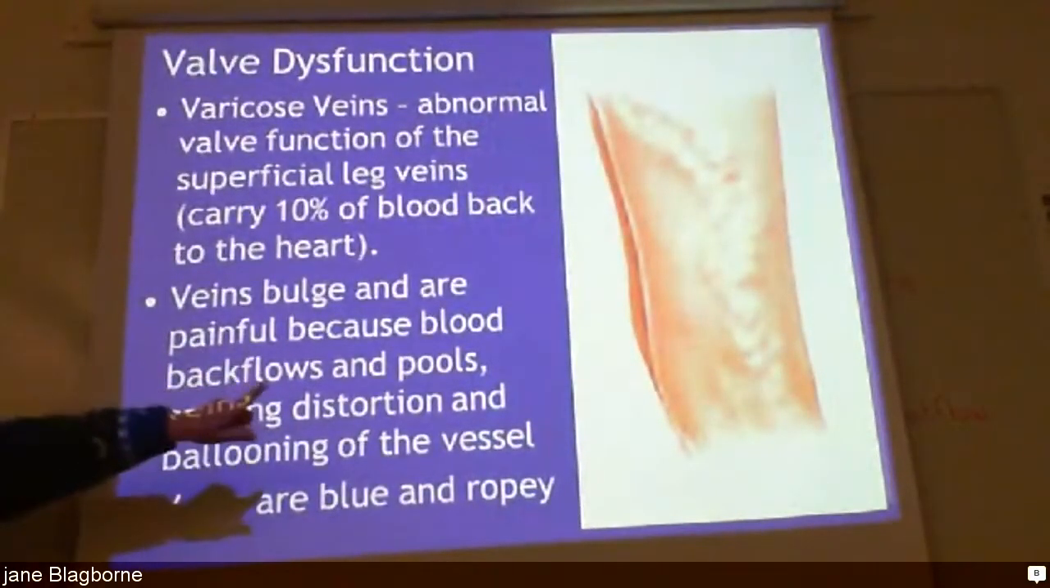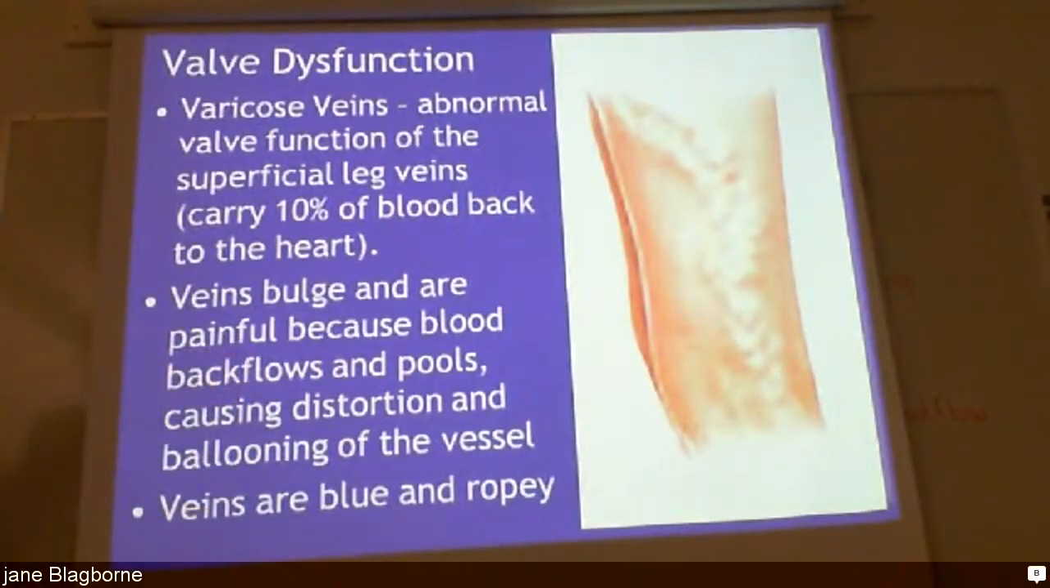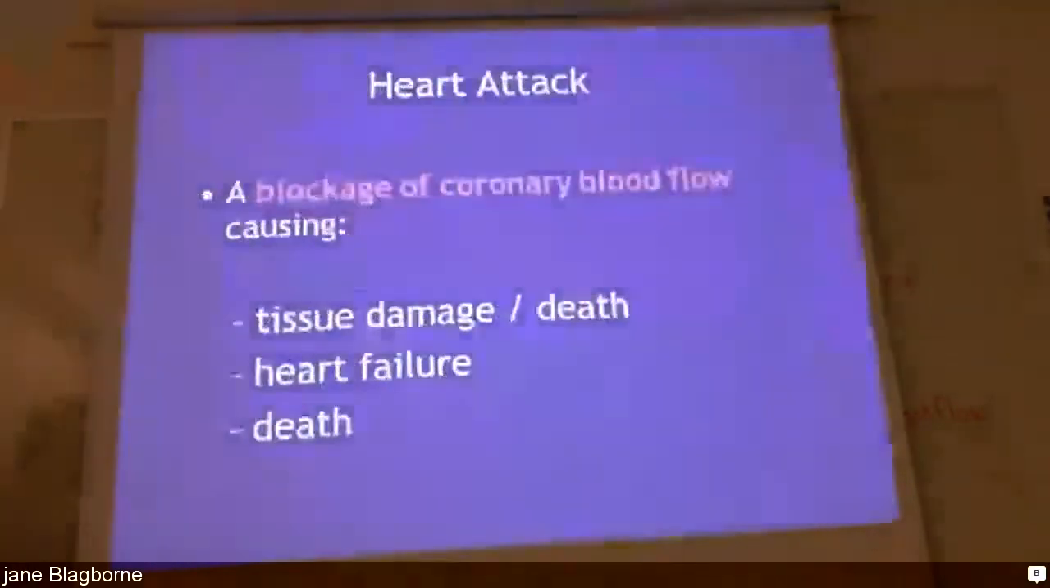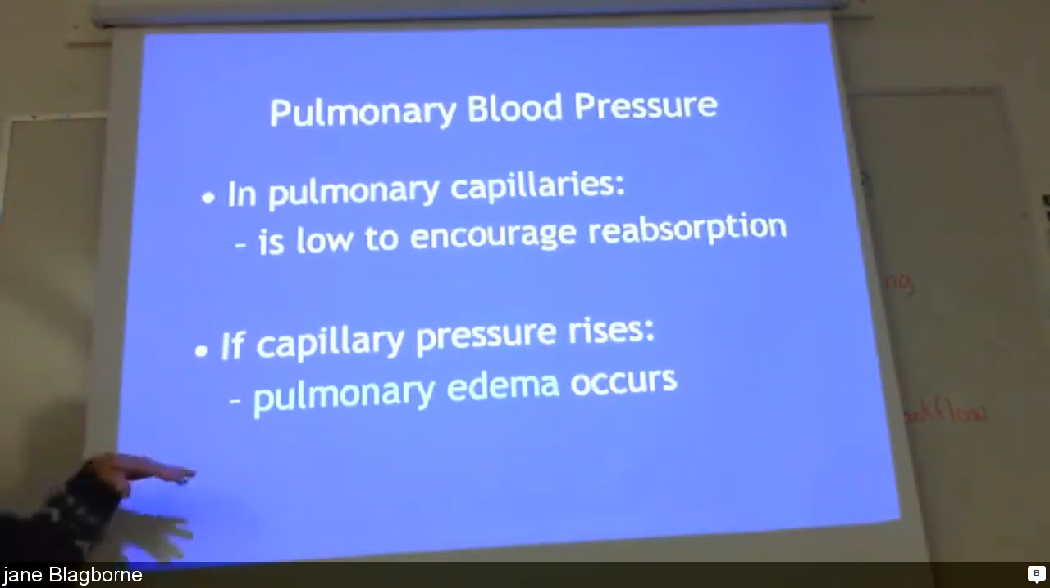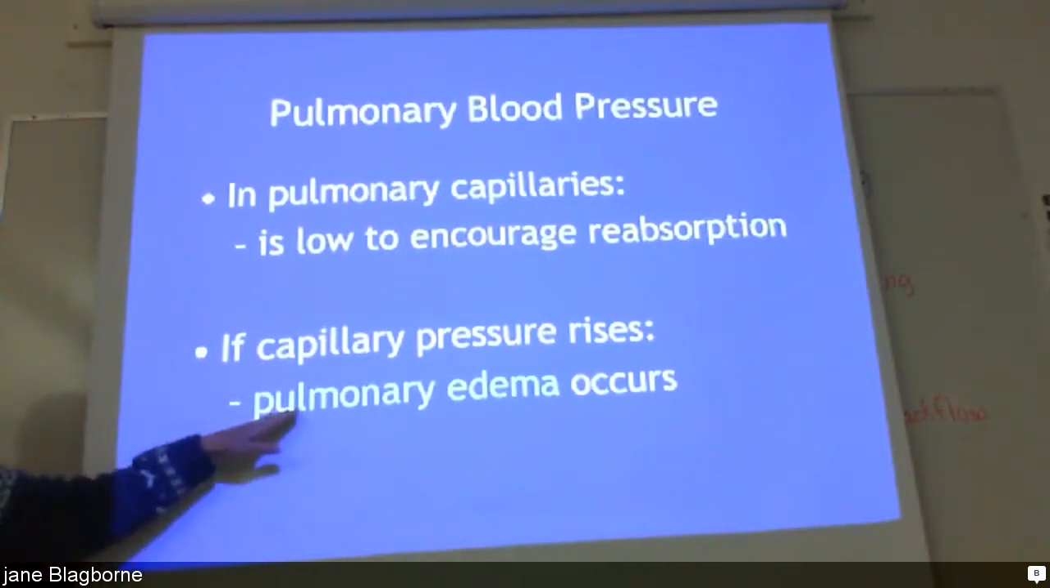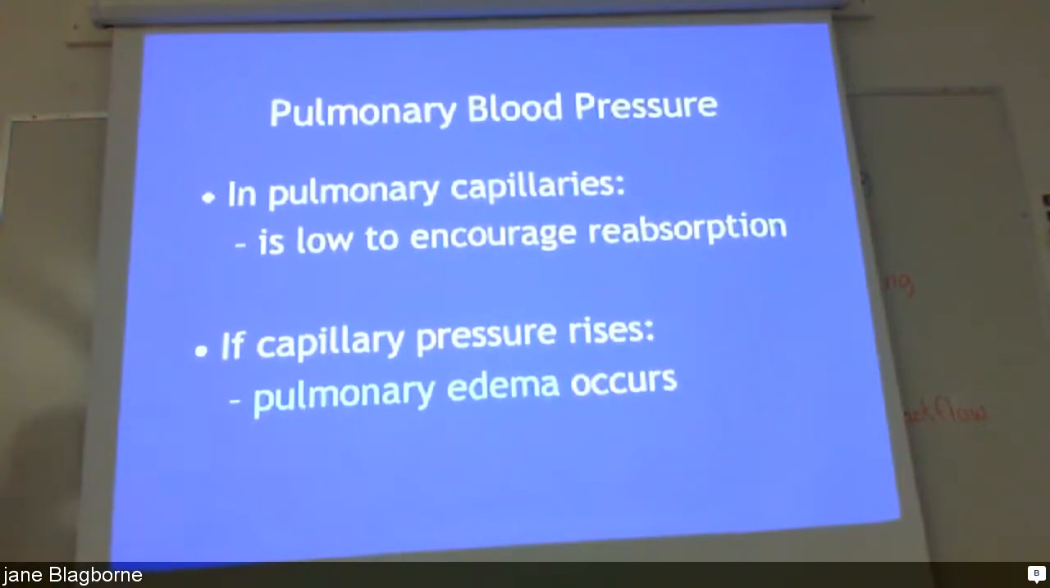Valve dysfunction, we talked about that just now, about the veins and the distortion of veins, ballooning of veins in the legs. Varicosities. Heart attacks we talked about. Pulmonary blood pressure. More of a balance, a homeostasis type thing, where the capillary pressure rises and pulmonary edema can occur. So what you're looking for is that balance, so you don't have that pressure rising or falling.